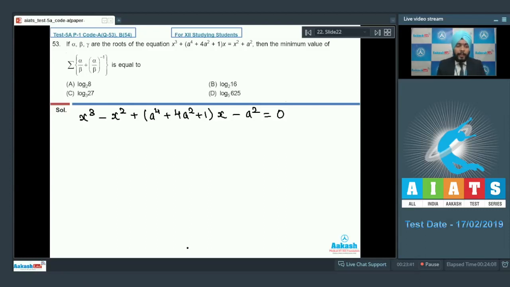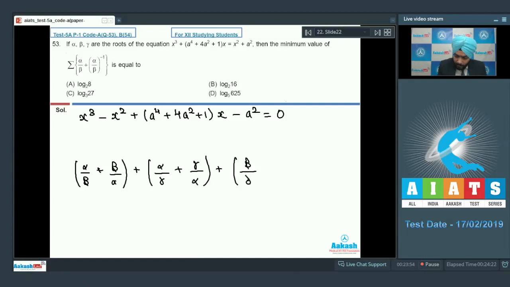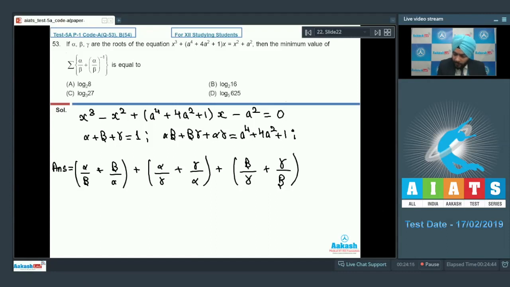Students, the summation of alpha by beta plus beta by alpha will be alpha by beta plus beta by alpha plus alpha by gamma plus gamma by alpha plus beta by gamma plus gamma by beta. This is the answer of the question. Okay, we have alpha plus beta plus gamma equals 1. We have alpha beta plus beta gamma plus alpha gamma equals a power 4 plus 4a square plus 1, and we have alpha beta gamma equals a square.